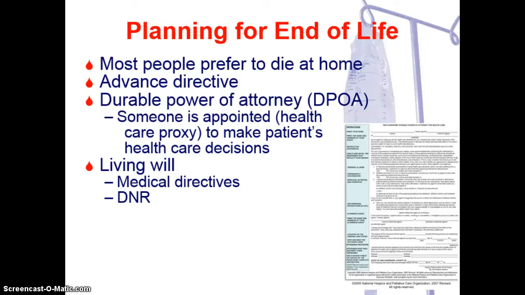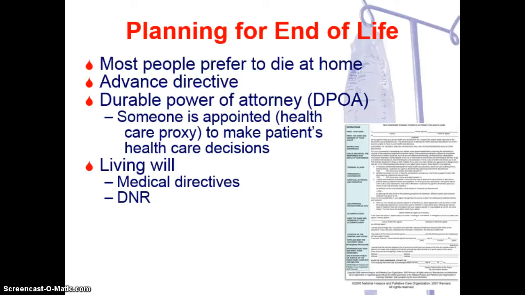So a couple of different types of advance directives are a durable power of attorney. And with a durable power of attorney, someone is appointed to make the patient's healthcare decisions if that person is incapacitated or unable to make decisions for themselves. A living will basically includes medical directives. It can include a do not resuscitate or DNR order.